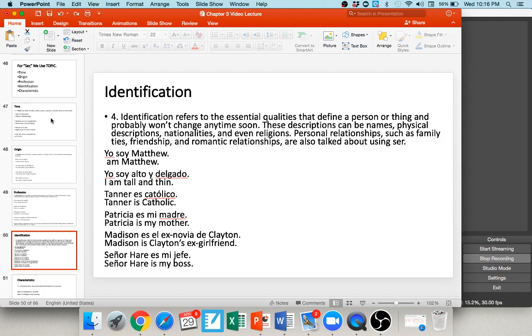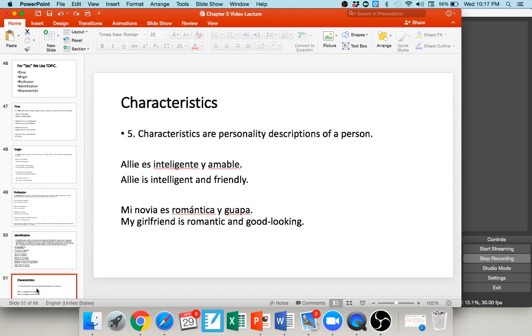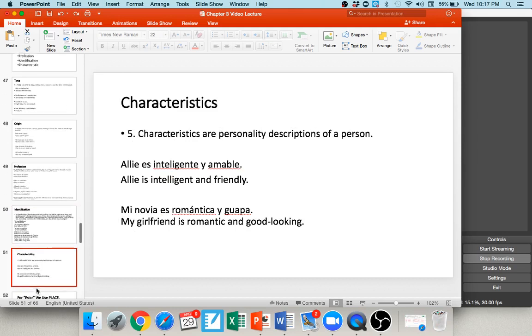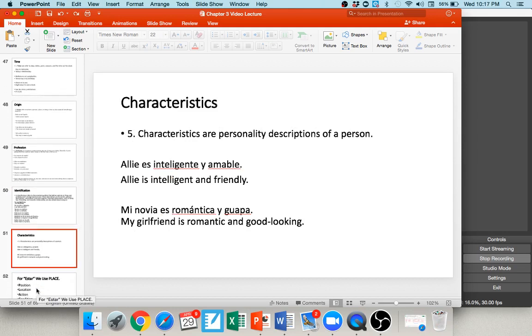So again, TOPIC, always used with the verb ser. The T in TOPIC stands for time. The O, origin. The P, profession. The I, identification. And finally, the C is for characteristics. This most commonly refers to personality descriptors like intelligent, kind, tall, so on and so forth.